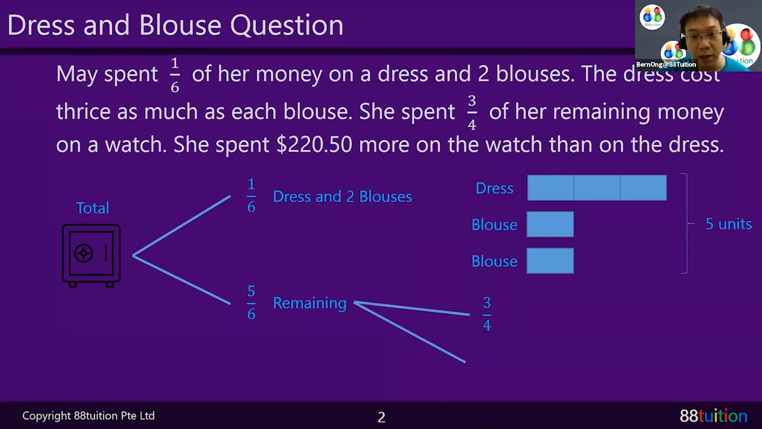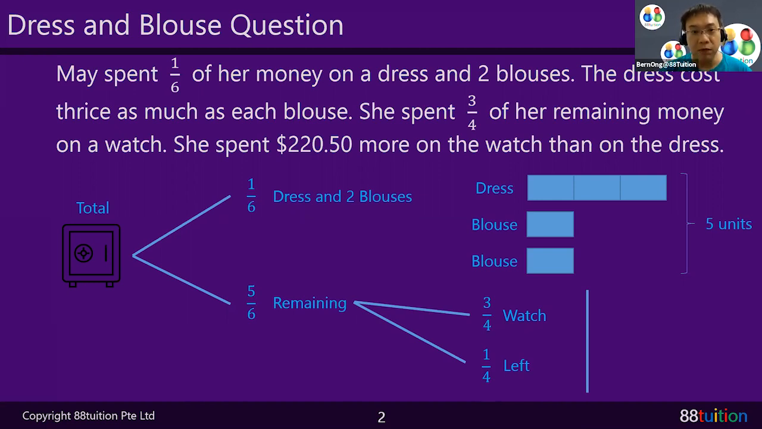And she's spending it on a watch. What is the other side of the story? So 3 out of 4 parts is spent on a watch in this portion. There is a remainder or leftover of 1/4. And for the branching method, I try to bring the fractions to the same level for comparison.